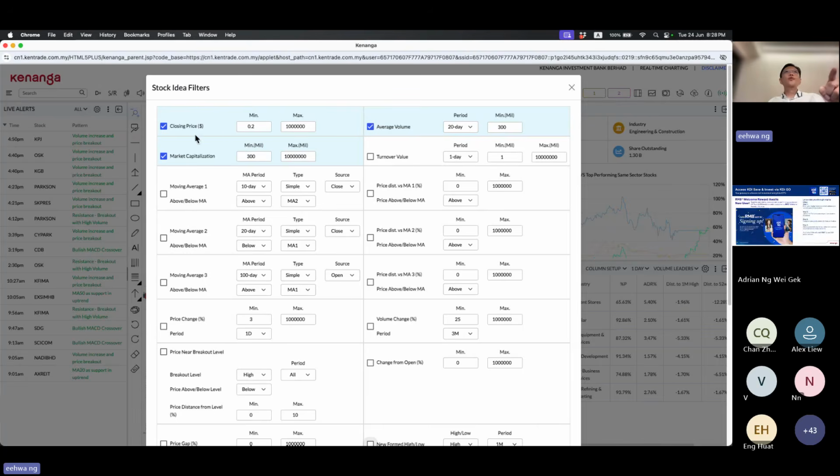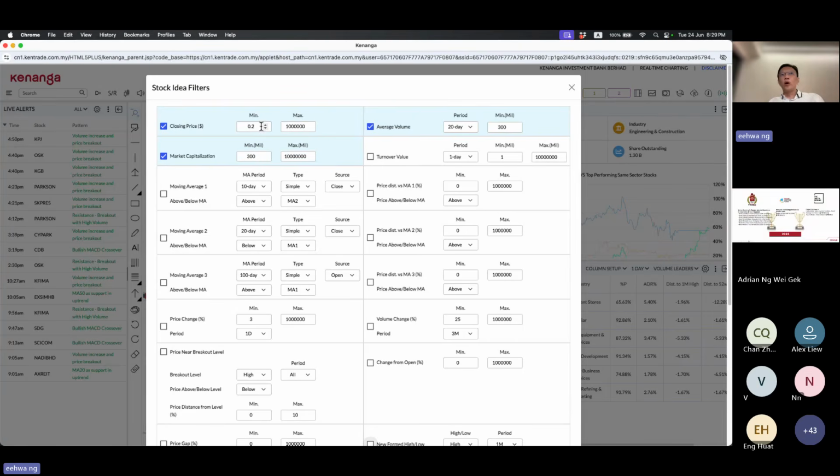So the closing price means, if I set 0.2 to 100,000 or 1 million over here, it basically means that I want to screen out stocks that are 20 cents and above only. Anything lower than 20 cents, I am not interested to trade.